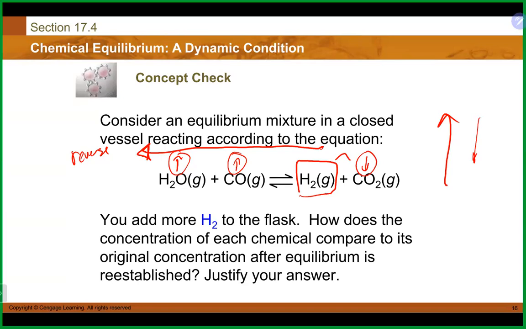Any questions on that? So that's also why, when you added a product to one of those reactions that you did in Le Chatelier's principle, you basically forced the reverse reaction to occur, because you have a lot more products than reactants, and that would shift it to the reactant side color. Any questions on that? Yeah.